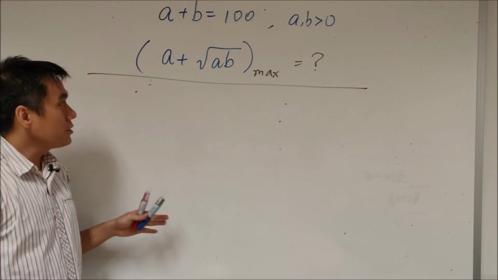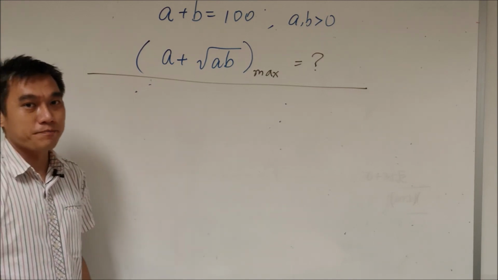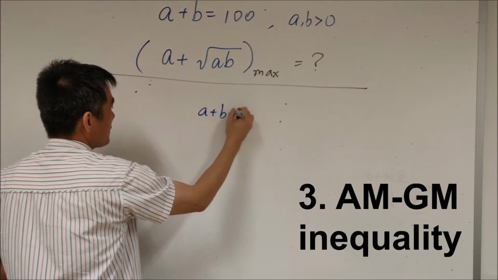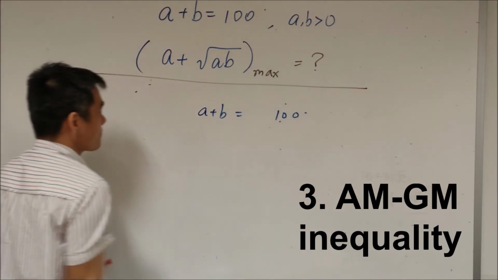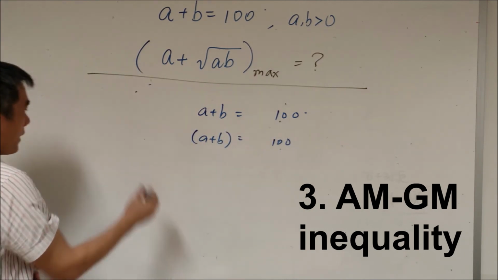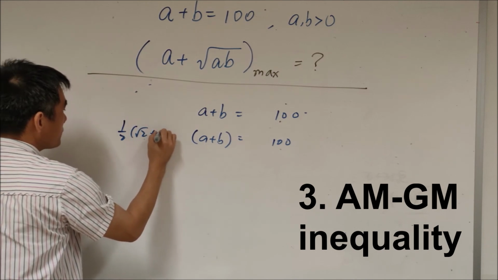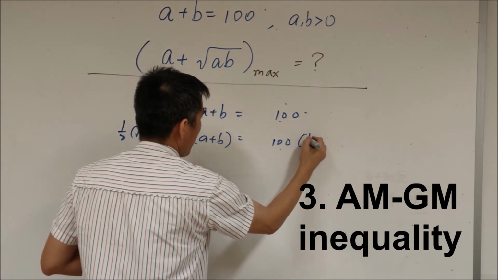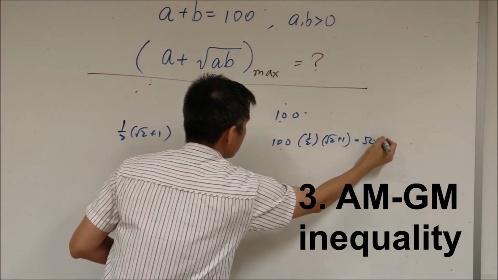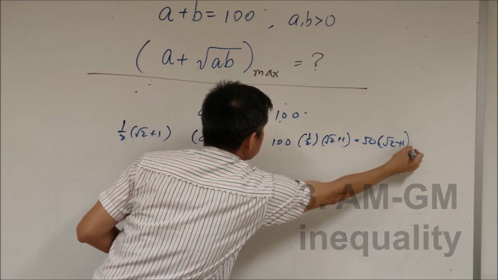The next approach is by AM-GM. It is more interesting. Since a plus b equals 100, we may multiply both sides by half of (square root 2 plus 1). And this is equal to 50 times (square root 2 plus 1).